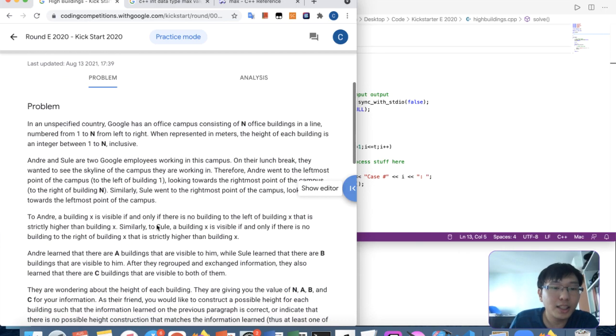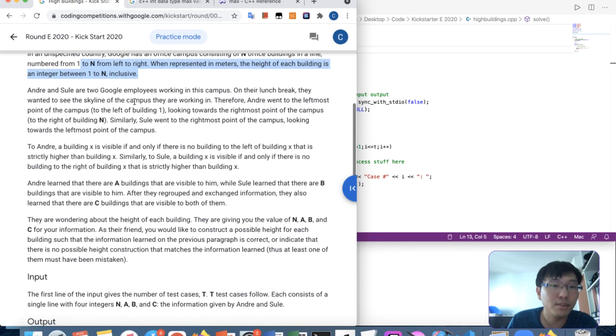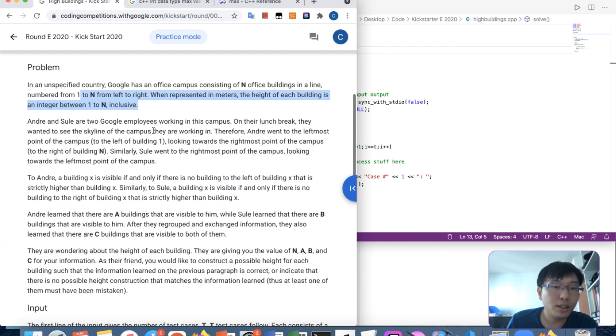So, in an unspecified country, Google has an office campus consisting of n office buildings in a line, numbered from 1 to n from left to right. In meters, height is between 1 and n inclusive. Adam and Sue are two Google employees working in this campus. On their lunch break, they wanted to see the skyline of the campus. Therefore, Adam went to the leftmost point, looking towards the rightmost part of the campus. Sue went to the rightmost, looking towards the left. A building X is visible if and only if there is no building to the left of building X that is strictly higher than building X.